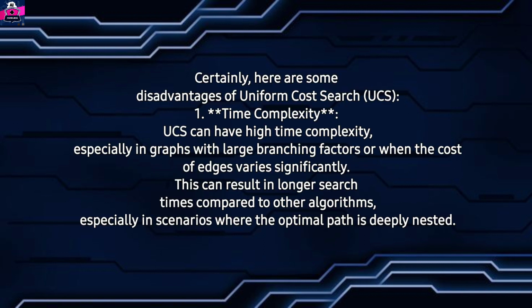Here are some disadvantages of uniform cost search, UCS. 1. Time complexity. UCS can have high time complexity, especially in graphs with large branching factors or when the cost of edges varies significantly. This can result in longer search times compared to other algorithms, especially in scenarios where the optimal path is deeply nested.